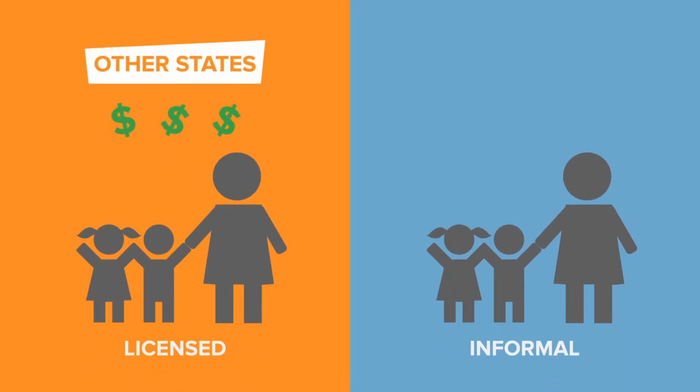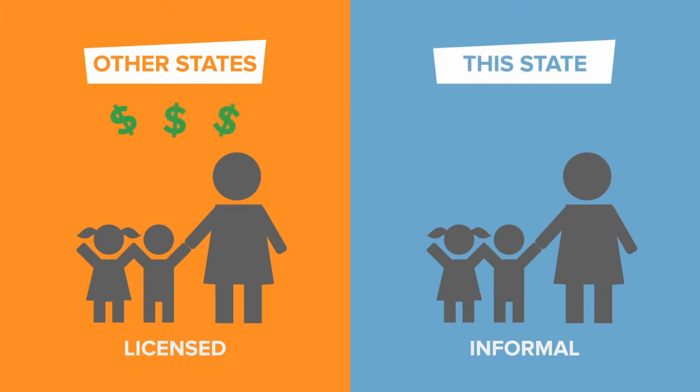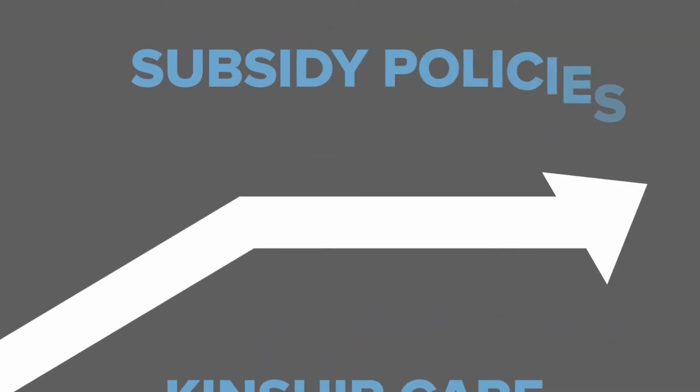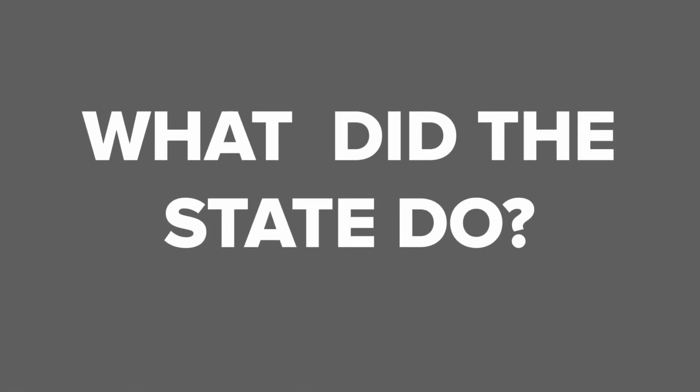In other states at that time, only licensed relative caregivers were eligible for full foster care benefits. But this state's policy required that all relative caregivers be paid full benefits, the same as licensed foster parents. Between the growth in kinship care and these subsidy policies, the state simply couldn't afford to provide long-term financial support to so many relatives, most of whom were unlicensed. So what did the state do?